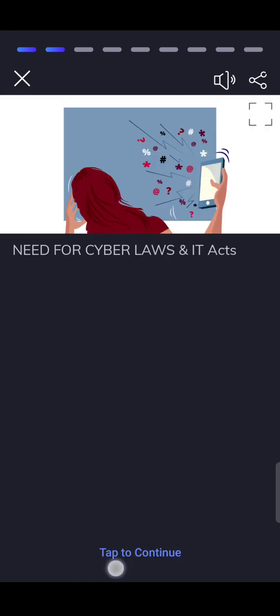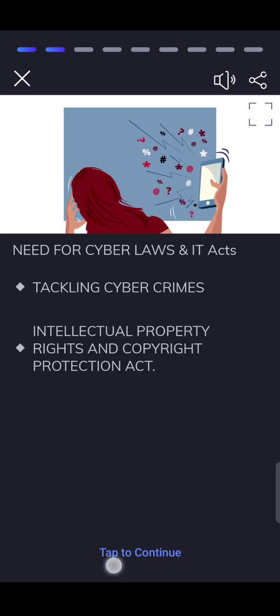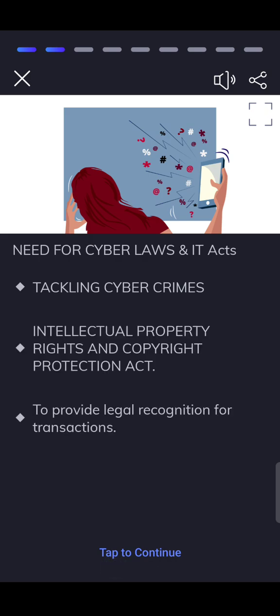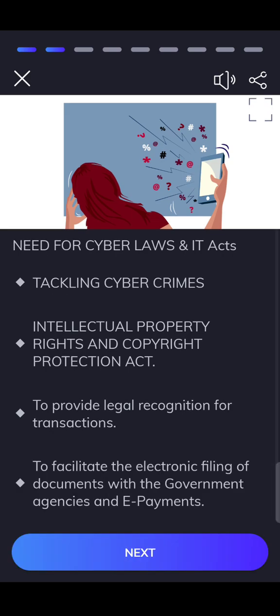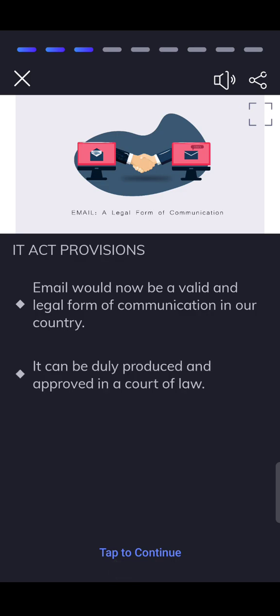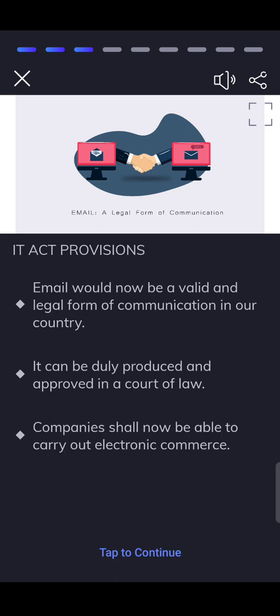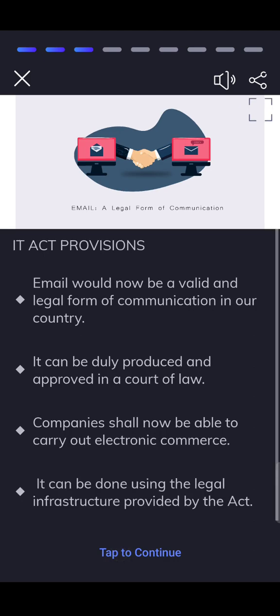Need for cyber laws and the IT Act: tackling cyber crimes, to provide legal recognition for transactions, and to facilitate the electronic filing of documents with the government agencies and e-payments. IT Act provisions: email would now be a valid and legal form of communication in our country. It can be duly produced and approved in a court of law. Companies shall now be able to carry out electronic commerce. It can be done using the legal infrastructure provided by the Act.